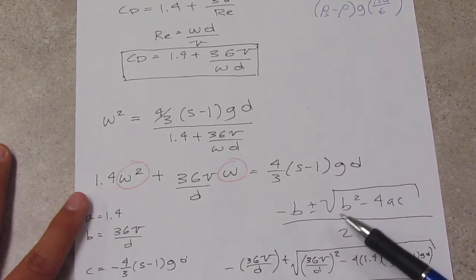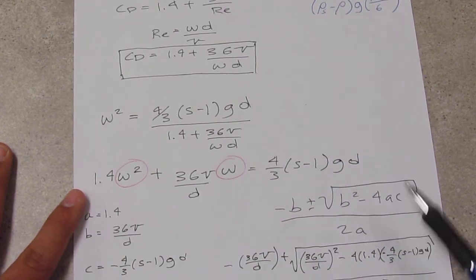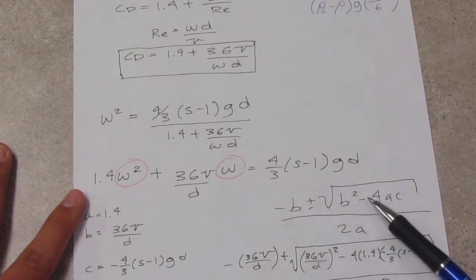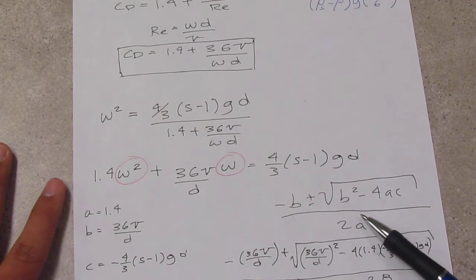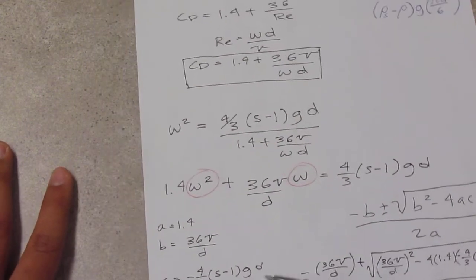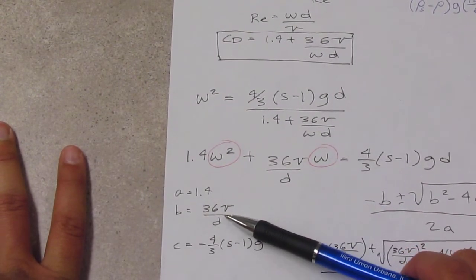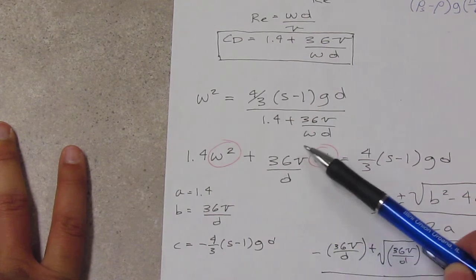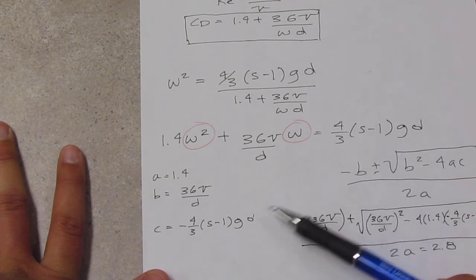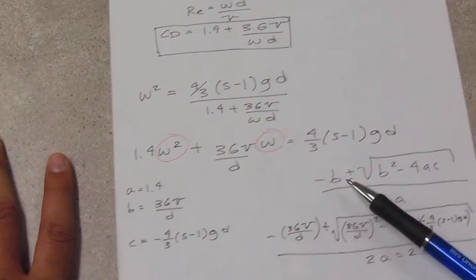We quickly notice that this is a quadratic equation, and recall the quadratic formula is this right here: negative b plus or minus the square root of b squared minus 4ac, divided by 2a. Basically what we need is to figure out our a, our b, and our c. In our case, our a is 1.4, our b is 36 nu over d, and our c is negative 4/3 (s minus 1) g times d.